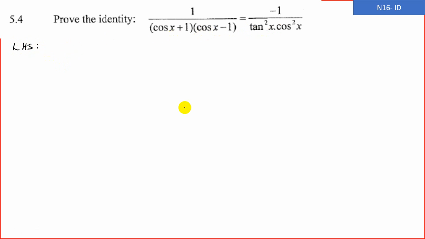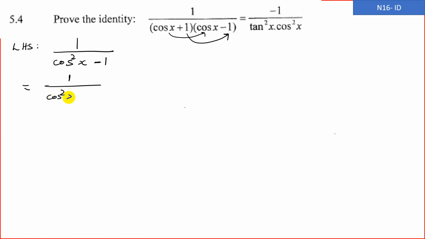And I'm going to multiply the bracket out. First times first: cos times cos, and 1 times minus 1. The inside and outside terms would cancel off. So I can say the left-hand side is actually 1 over cos squared x minus 1. And I did tell you earlier that we can replace 1 with sine squared plus cos squared. So that gives us 1 over cos squared x minus sine squared x plus cos squared x.